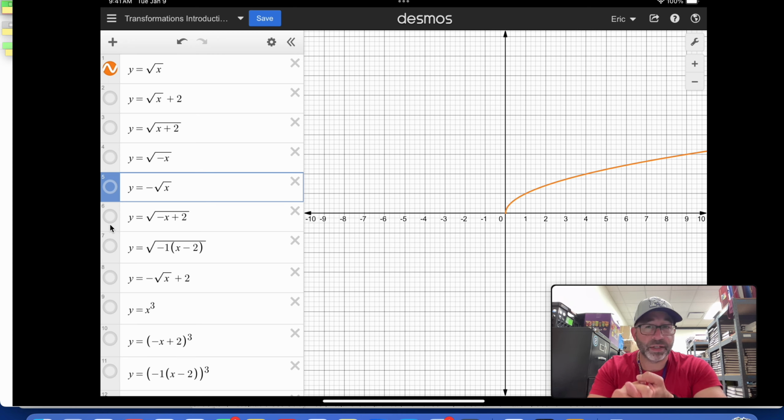I can do reflections anytime I want. I can do stretches and shrinks anytime I want. But I have to do the left and right shifts and up and down shifts at the end.